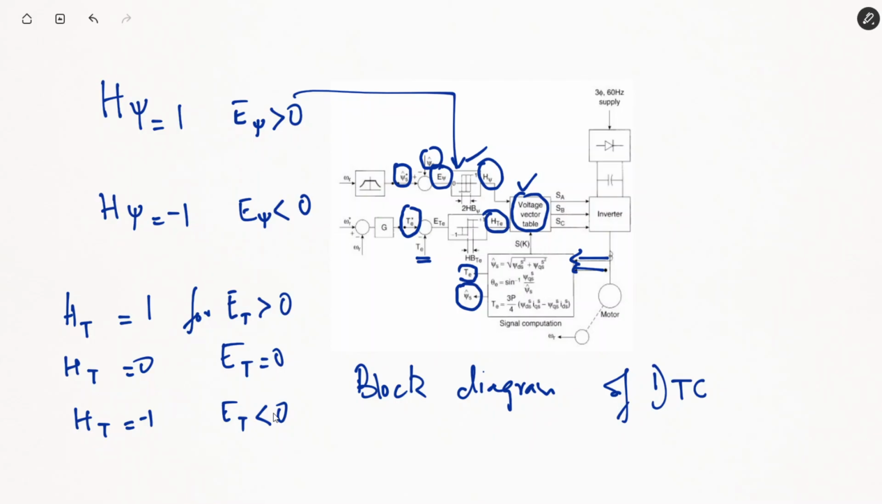H psi will be 2 level. It will only have a 2 level fluctuation, while Ht will also consist of 0 as the output. It will be 3 levels of digital output that will come from the torque control loop. From the flux control loop, only 2 levels of digital output will be available, whereas from the torque control loop, 3 levels of digital output will be available.